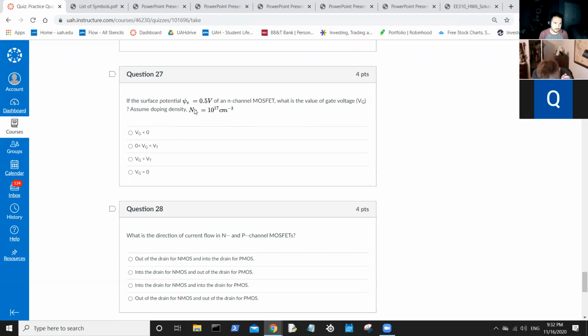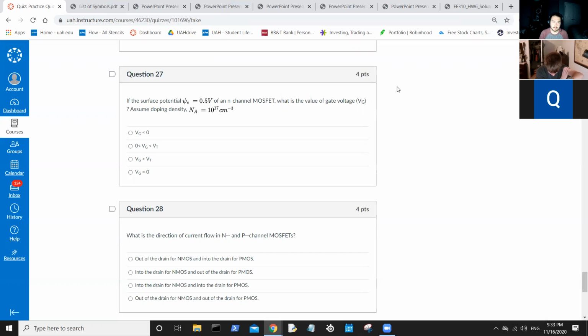0.5 volts. N-channel MOSFET. All right, so we have to figure out what the gate voltage is here. So we have to make an educated guess since it's not actually a specific thing. So a surface potential of 0.5 volts is not in the flat band condition. Therefore, we can eliminate VG is equal to 0. The gate voltage is not 0 here. A surface potential of 0.5 also, I believe, does not put us into the VG less than 0 range.